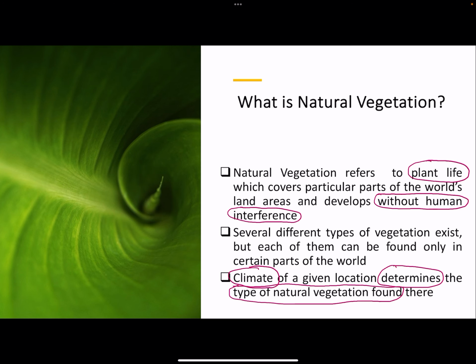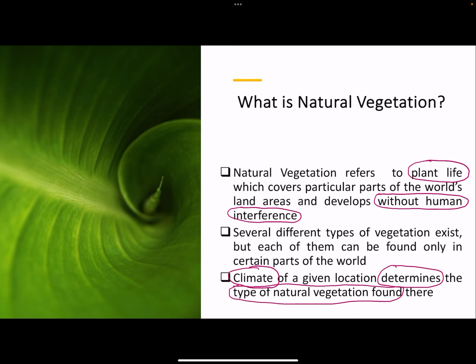Let's start with what natural vegetation is first. Natural vegetation is everything that you find in the world that exists in terms of plant life without human interference. So no human intervention is the natural type of vegetation that we see around. What can affect this basically is climatic conditions.